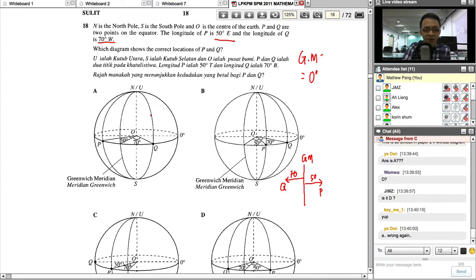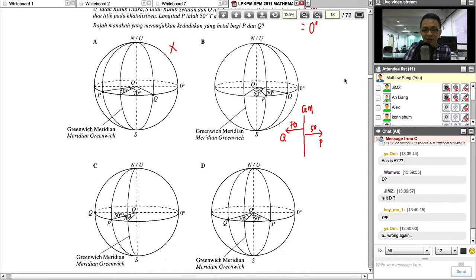So, where's my Greenwich meridian? This is the Greenwich meridian, right? It must be 50 degrees to the east, so A is wrong. So it must be 70 degrees. With the Greenwich meridian, P is 50 degrees from the Greenwich, okay, P is correct. Q should be on the west, so B is wrong, because Q is still on the east of the Greenwich meridian.